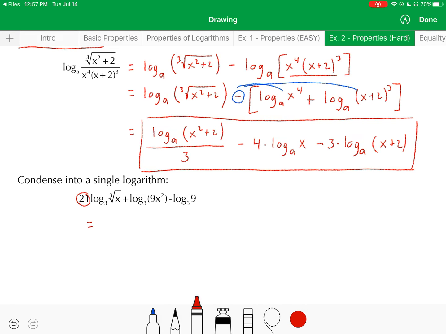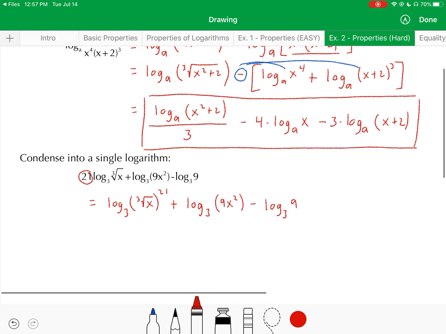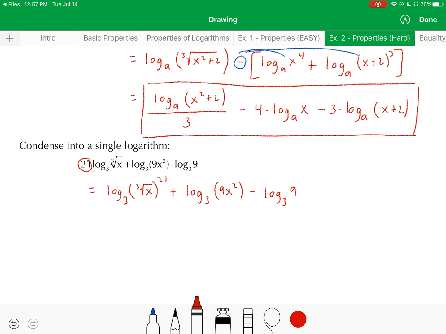So I'm going to think of this as log base 3 of the cube root of x being raised to the 21st power. And that's the only power property that can be used here. Now, the cube root of x, if I raise that to the 21st power, that's just going to equal x to the 7th.